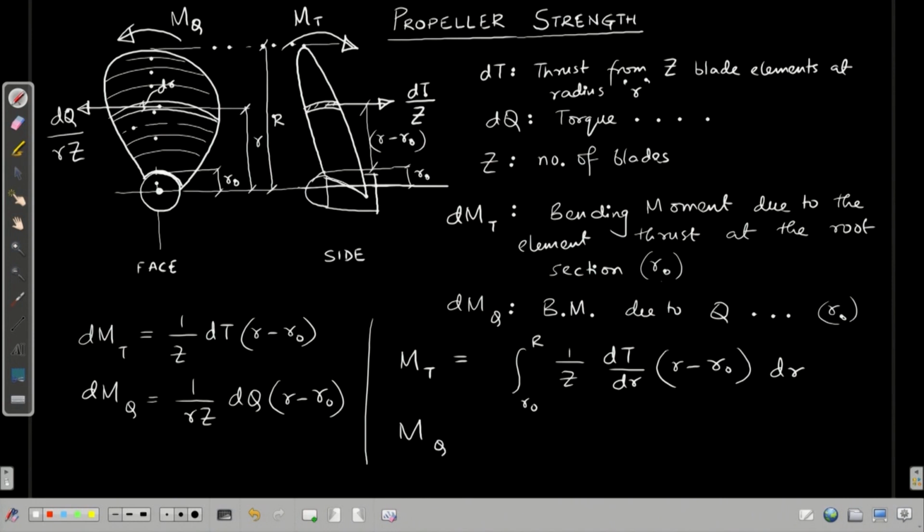and MQ. So, we have calculated the expressions for the bending moments due to thrust and torque for the entire propeller blade about the root section.